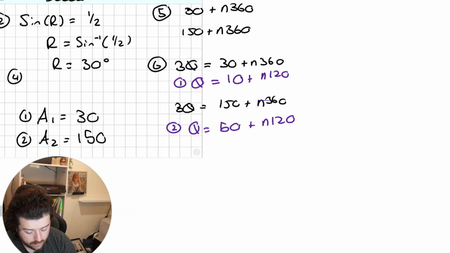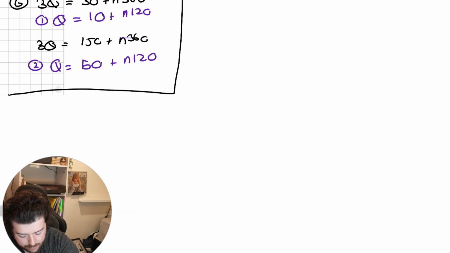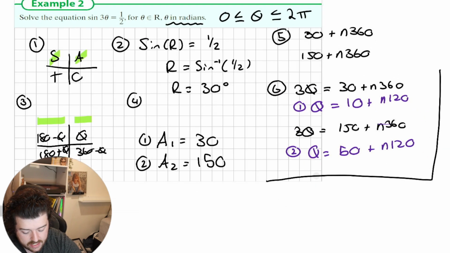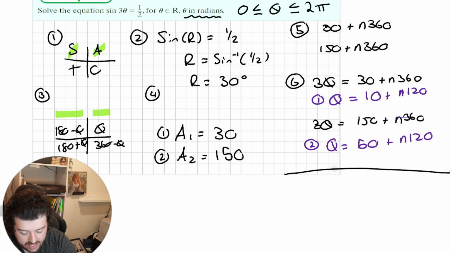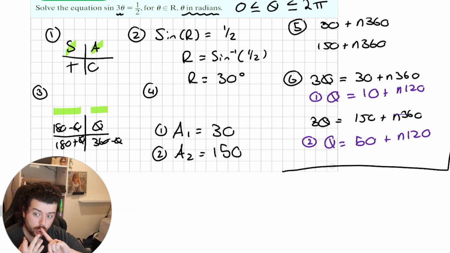And now what we do is set up my little table. So we were dealing with sine 3 theta. Again, as I said, the general rule of thumb is if this is a 3, we're going to look at the first 3 rotations. Remember, we start with n equal to 0. So 0, 1, 2.